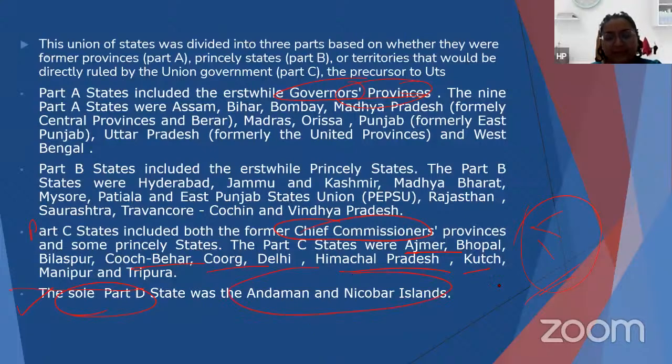और Part D में हमने सिर्फ एक चीज, like we have put just one single territory over there, that was Andaman and Nicobar. Okay, so this is how we classified all the provinces that were present at that point of time.